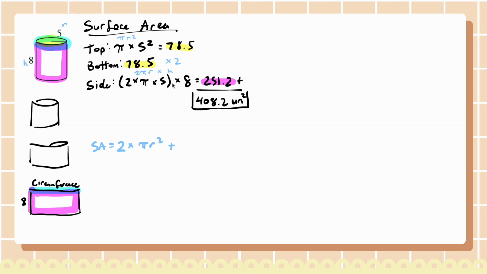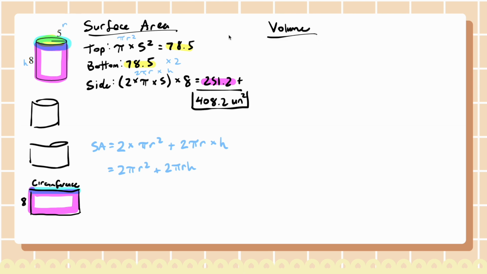So I'm just going to go ahead and write that down here. So we have 2 pi r times the height. And we can consolidate all of this into 2 pi r squared plus 2 pi r times height. And this is the formula for surface area of a cylinder.